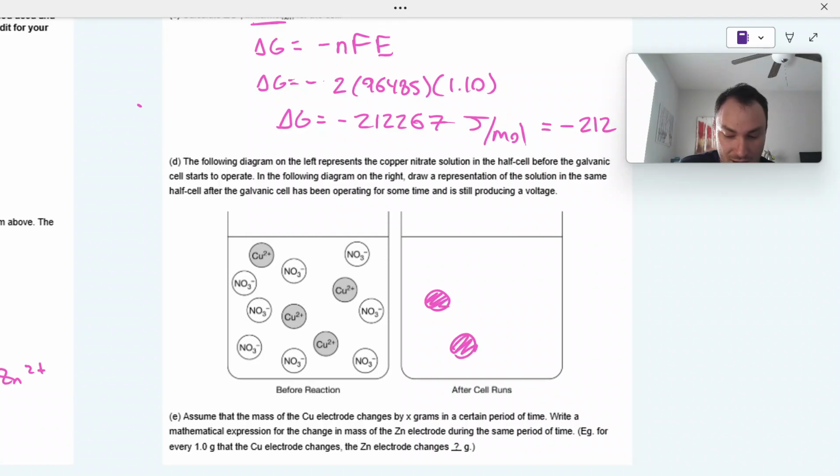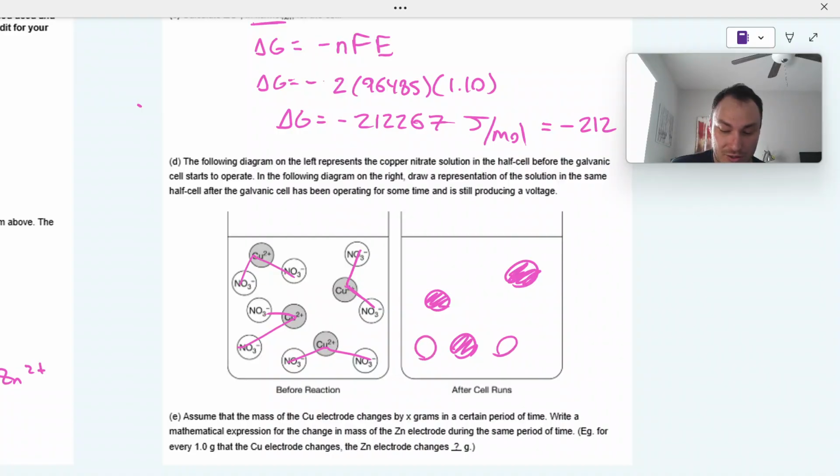So there. The other thing we need to account for is that it needs to be charge balanced. That's why the spectator ions flow. So notice how for every 1 copper 2+, we have 2 NO3 minuses. So the left is charge balanced. We need to draw the right to be charge balanced as well.